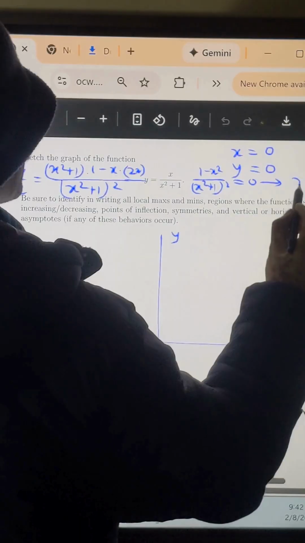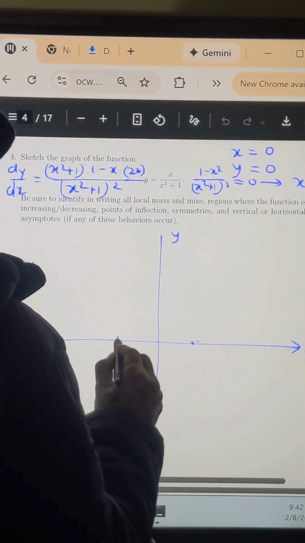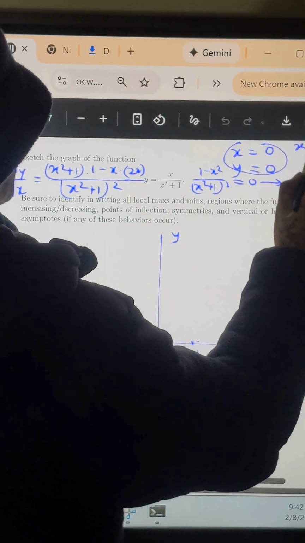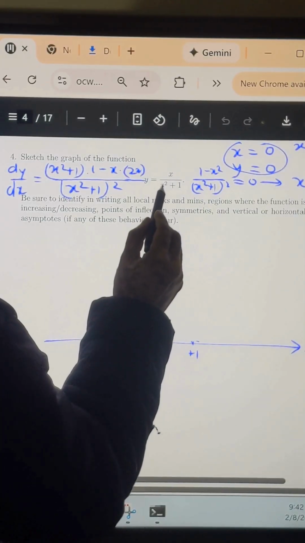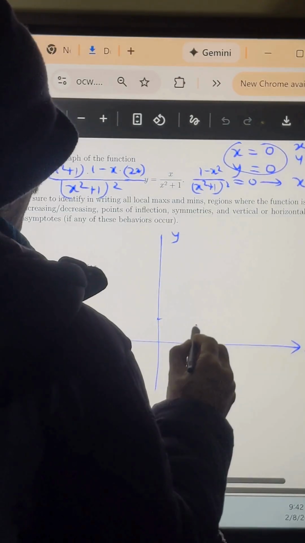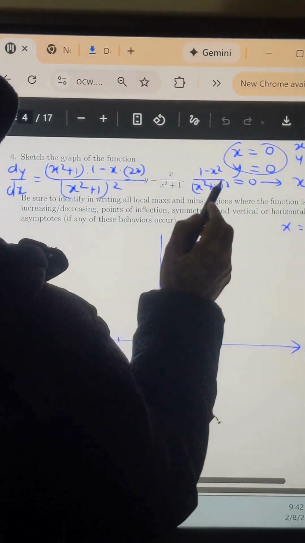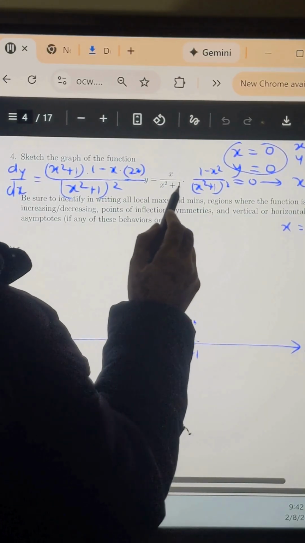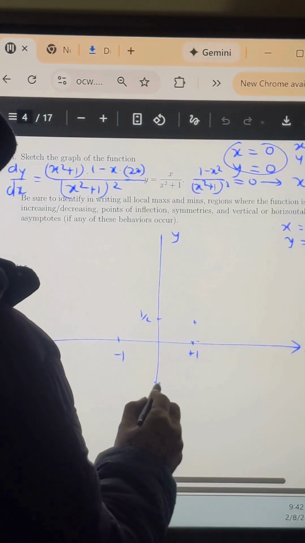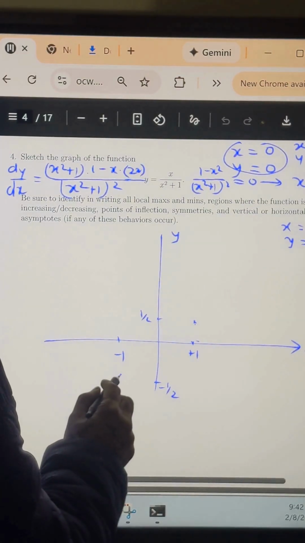And when I make it 0, this gives us two values, x is equal to plus 1 and minus 1, where the curve reaches its maxima or minima. Now when x is equal to plus 1, this whole thing has a value 1 divided by 1 plus 1, or 1 by 2. So at x is equal to 1, we have a y value of 1 by 2. And when x is equal to minus 1, this whole thing is minus 1 divided by 1 plus 1, which is 2. So y is equal to minus 1 by 2. And at this point, this is minus 1 by 2, and at this point, it reaches its minima.